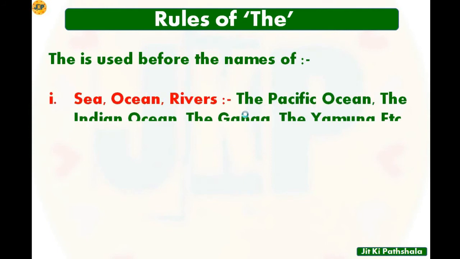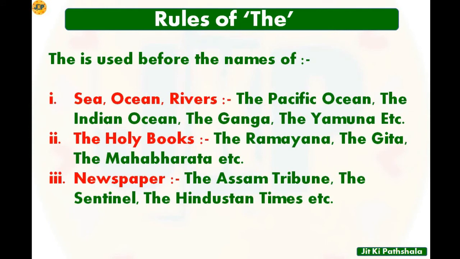Now let's see the rules of the. So the is used before the names of number 1, sea, ocean, rivers. The is used before the name of the sea, ocean and river. For example, the Pacific Ocean, the Indian Ocean, the Ganga, the Yamuna, etc. Number 2, the holy books. If we are talking about any holy books, we use the. For example, the Ramayana, the Gita, the Mahabharata, etc.